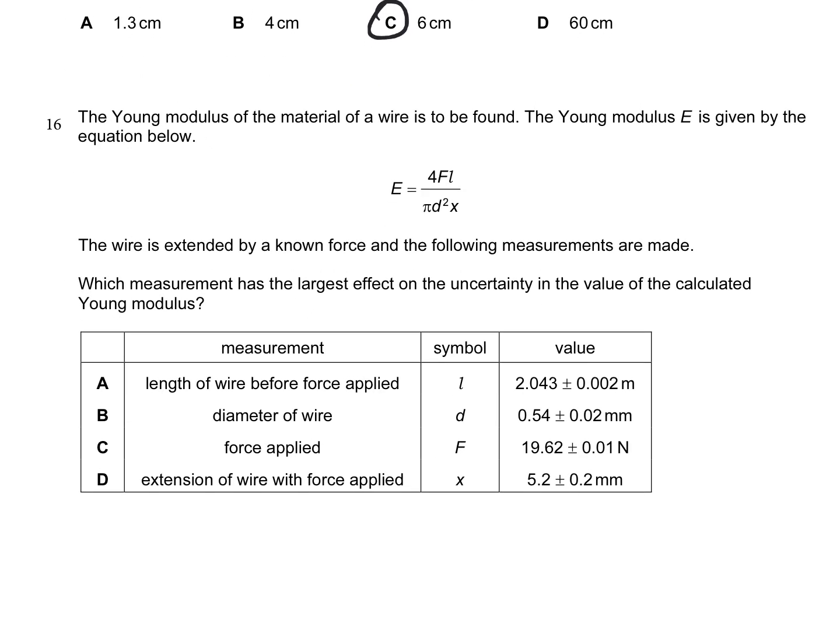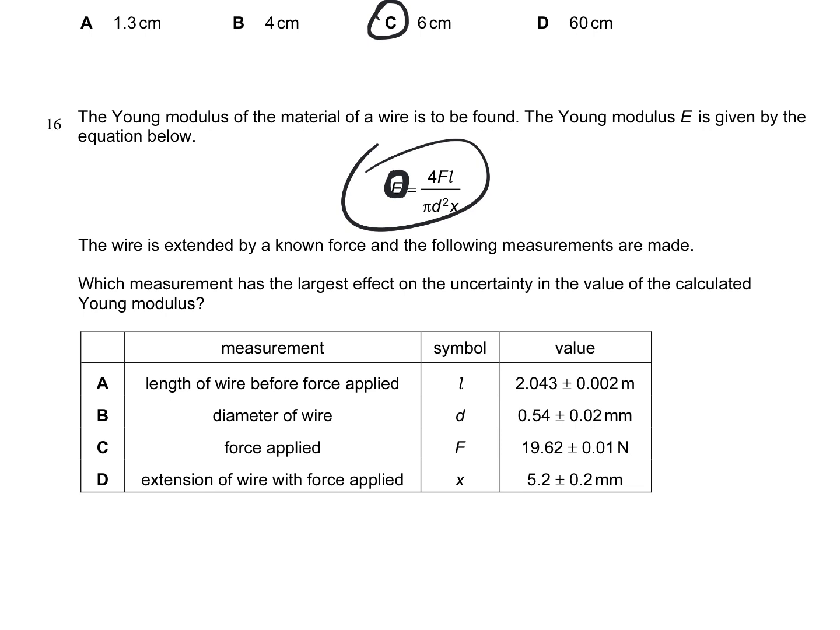So for this question, they've given you the equation, which is nice of them. That just comes from Young's modulus being stress over strain. They've given you some measurements, and they've given you their values with their uncertainties. And they've asked which one has the largest effect on the uncertainty of the Young's modulus. And again, this goes back to what you have done at the start of the year on measurements.